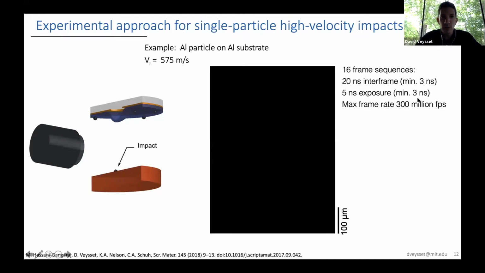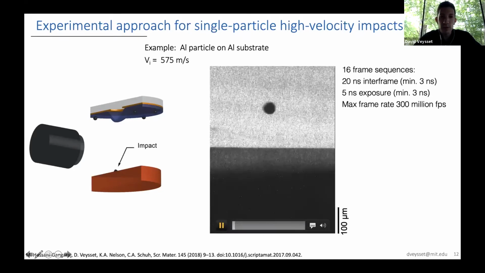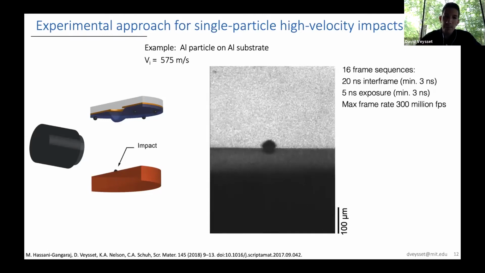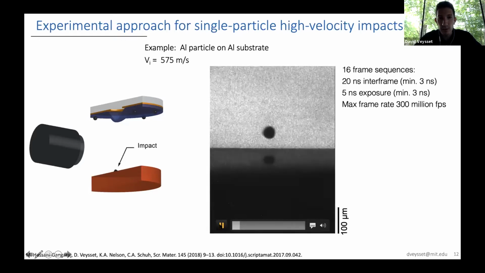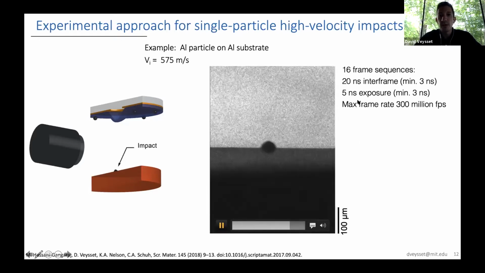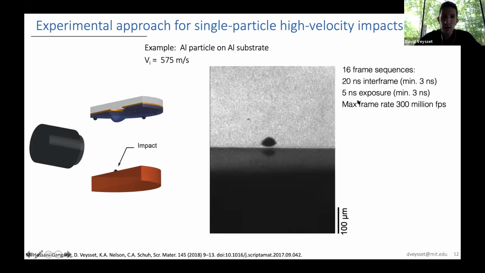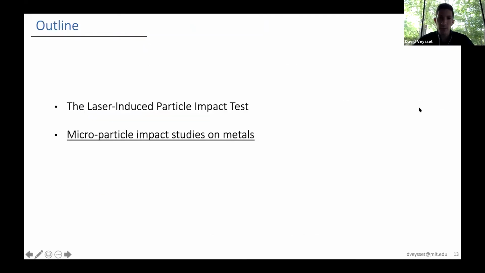Let me show you just a video of an aluminum particle on aluminum. The impact occurs at about 600 meters per second. If I play the video, you see the particle approaches the surface, deforms upon contact with the substrate, and then rebounds. You can see this video is made of 16 different frames. This is because the camera is limited to 16 frames. That's how you can get up to 300 million frames per second.